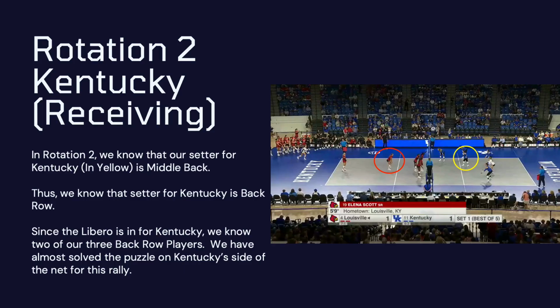Speaking of rotation 2 serve receive from Kentucky, we know that our setter has to be the middle back, circled in yellow. We know that our libero has to be the left back, and of course, is a back row player by rule. So guess what? If we did not remember from when Kentucky was serving, when we're putting this puzzle back together, we already know 2 of our 3 back row players for Kentucky.